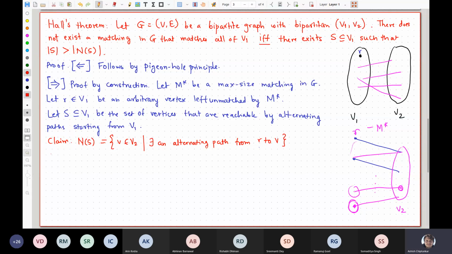So why is this so? Let's prove this claim first. Let's keep this proof on stack, incomplete on stack. So what is the proof of this claim?